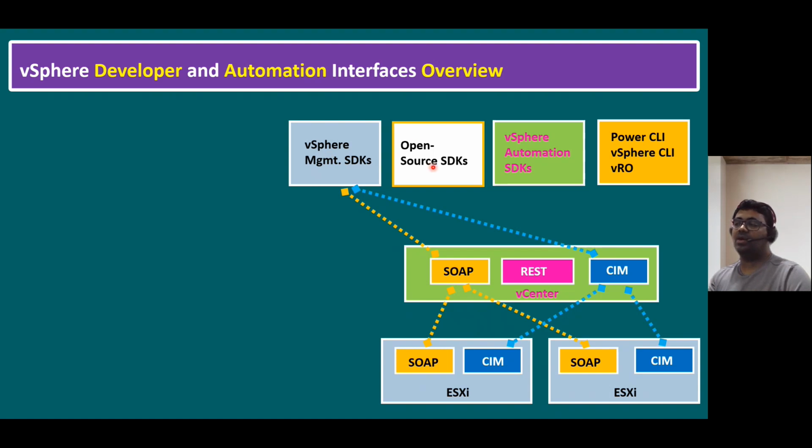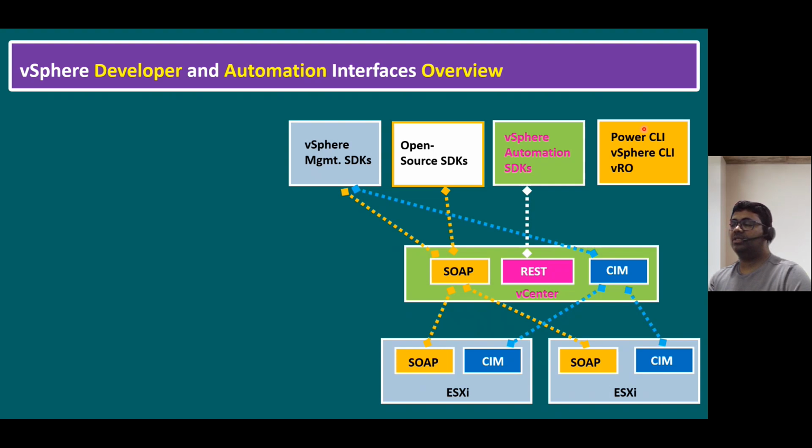And if you are using any third-party or open source SDKs, these open source SDKs will be able to communicate only through SOAP. Okay. And another point is vSphere automation SDKs. These automation SDKs will be able to communicate with our REST API.